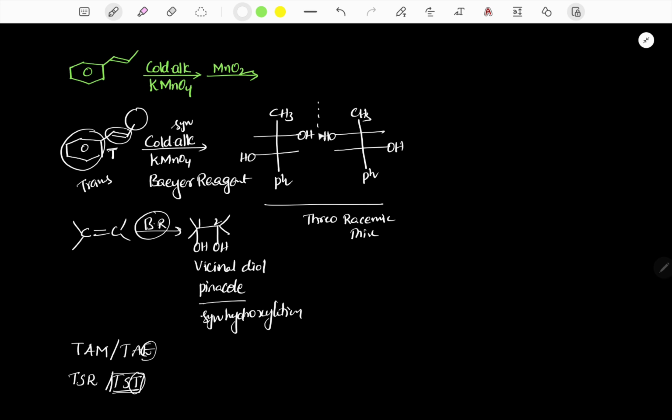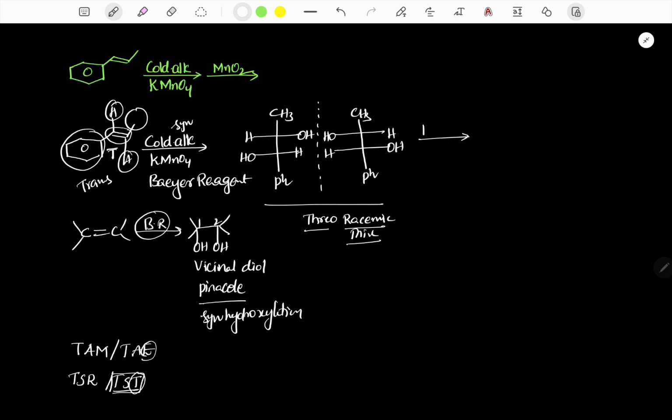Both OH groups are on opposite sides, and the remaining groups here are hydrogen, hydrogen, two hydrogens. So it is our final product, and we get the corresponding threo racemic mixture.